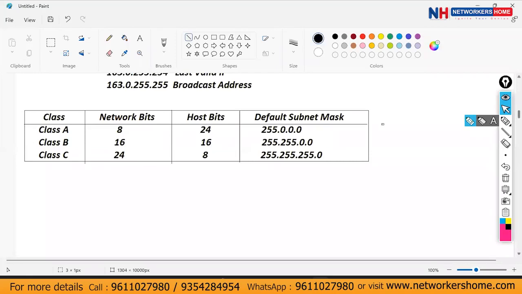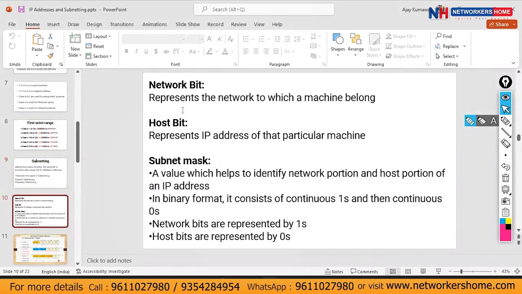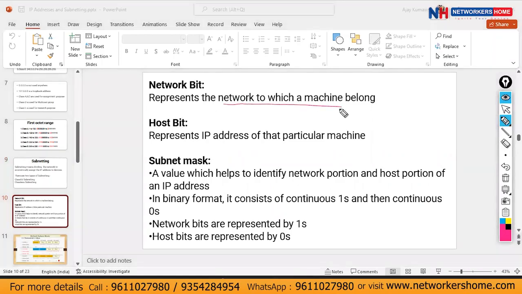Okay. This is clear. Now let's go back to the presentation and see what the things are there. So first of all, subnetting. We'll be discussing subnetting, but before subnetting, we must know something about the network bit, host bit, and subnet mask. So what are the network bits? They represent the network to which a machine belongs. Like in your enrollment number, you had the ABC. Similarly, in your IP address, the network bit is something that represents the network to which a machine belongs.